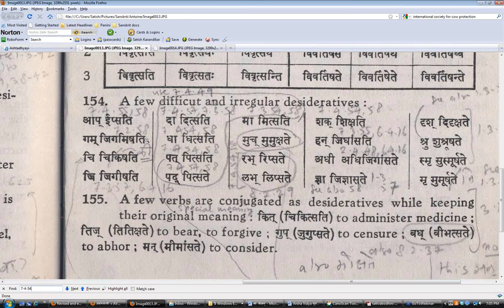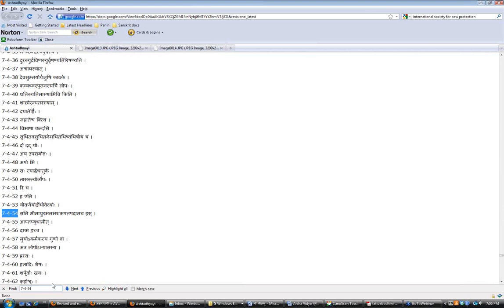Okay, the form you're looking at is jigamishati. Jigamishati should be fairly straightforward. The only thing is the dhatu gam is an anudatta upadesha dhatu, because manteshu yama nama gama rama chatvaraha. There are four dhatus which are manteshu.